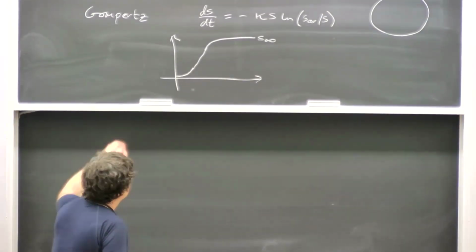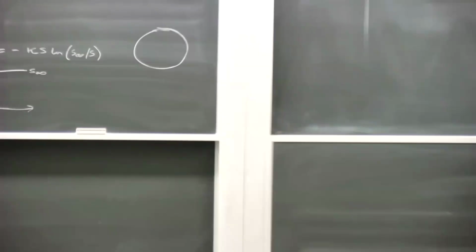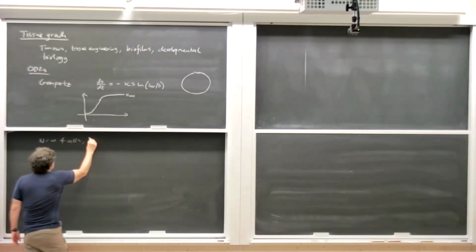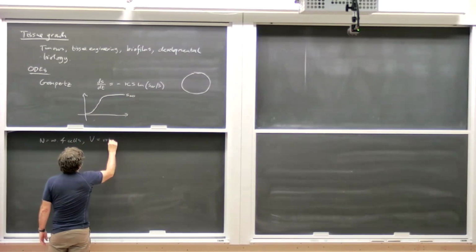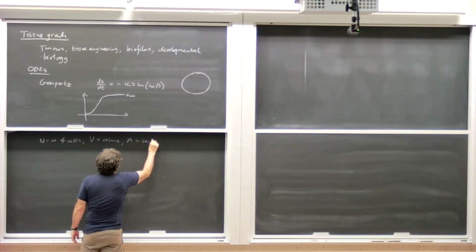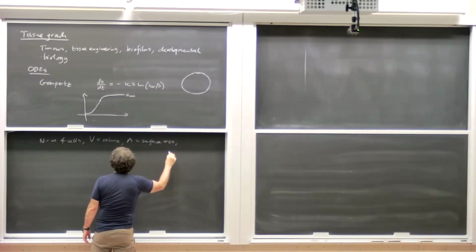Okay. So what am I going to have? I'm going to have a number of different variables. So N will be the number of cells in the growing tissue. Correspondingly, V will be the volume of the tissue. A will be the surface area. And the thing I've already introduced is S as the radius.